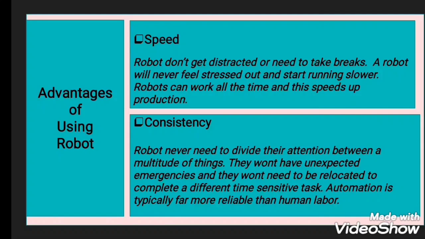Coming to the next point, it is consistency. Robots never need to divide their attention between a multitude of things. They wouldn't have unexpected emergencies, and they don't need to be relocated to complete a different time-sensitive task. Automation is typically far more reliable than human labor. Yes, in that case, they have consistency of work. In the case of humans, sometimes we become tired, sometimes we become sick, so there is some break in work. It stops the consistency of work. Whereas if you are using robots or machineries, you can go through faster.